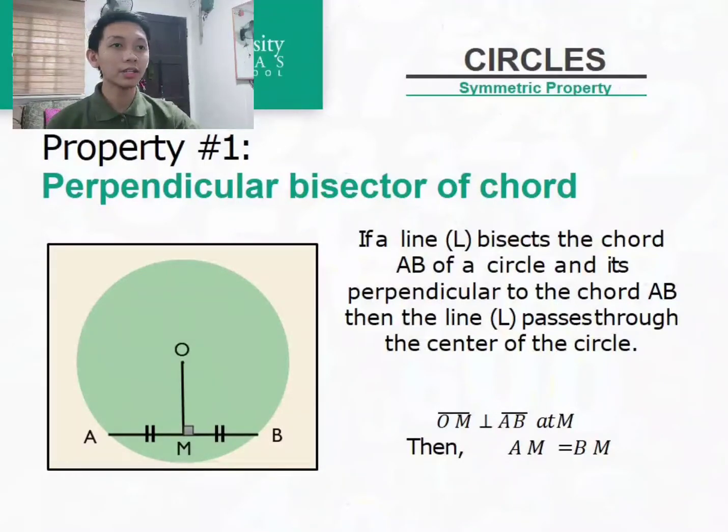So according to this, if a line L bisects the chord AB of a circle and it's perpendicular to the chord AB, then the line L passes through the center of the circle. So this is another example applying this property.